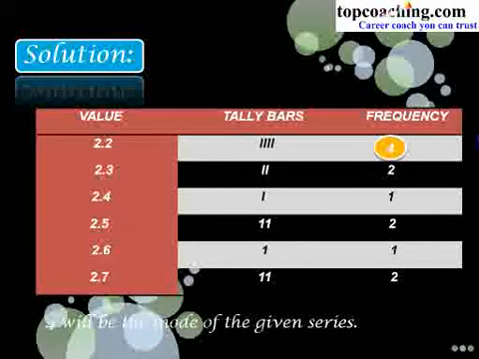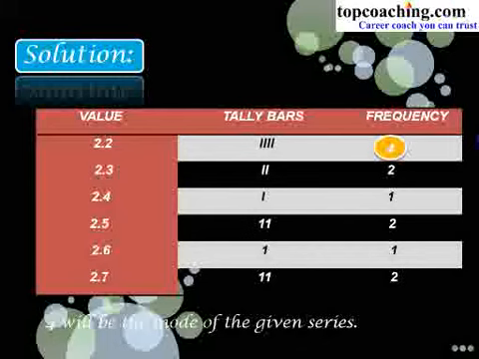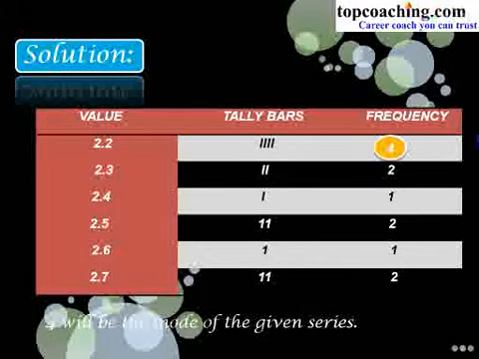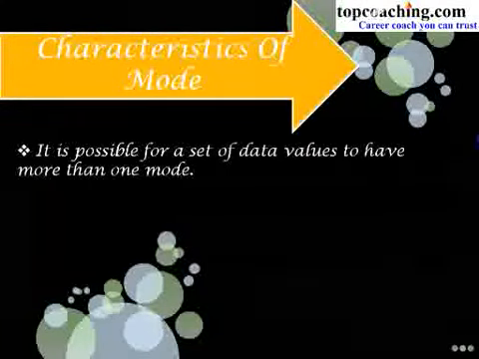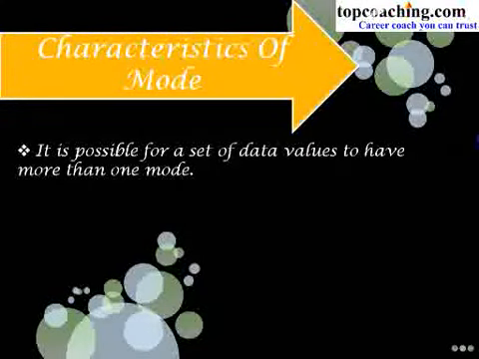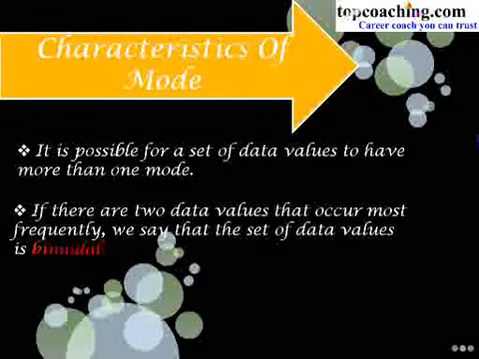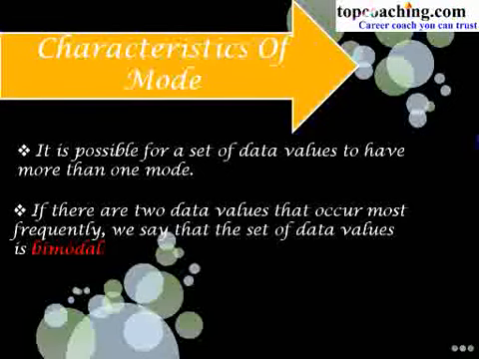In these kinds of examples we can say the mode is that value of the frequency which occurred most in the entire data. That is, here 2.2 occurred 4 times in this series. Characteristics of mode. It is possible for a set of data values to have more than one mode. If we have a given series like 2, 4, 4, 9, 9, then here we have two modes, that is 4 and 9.